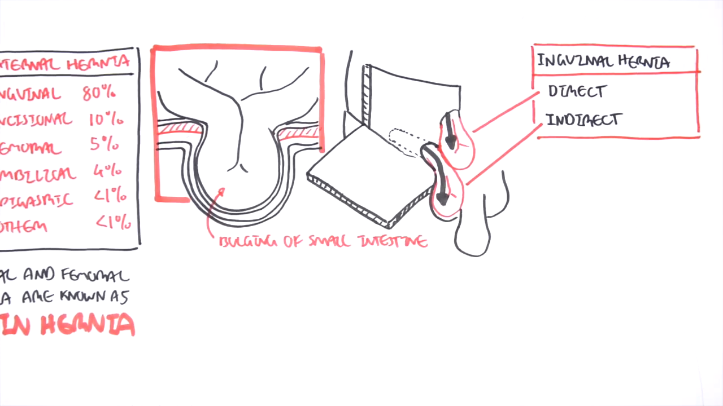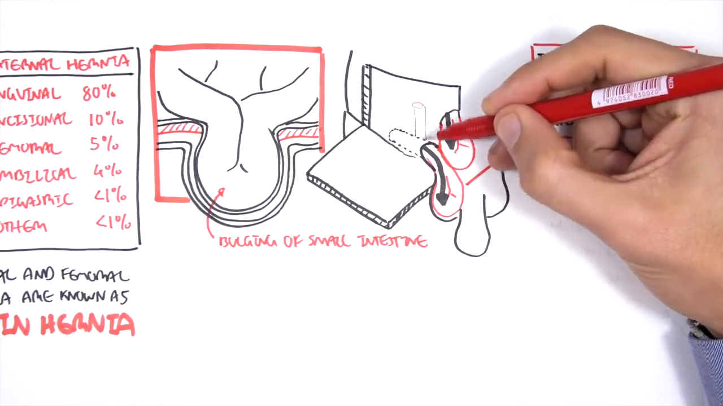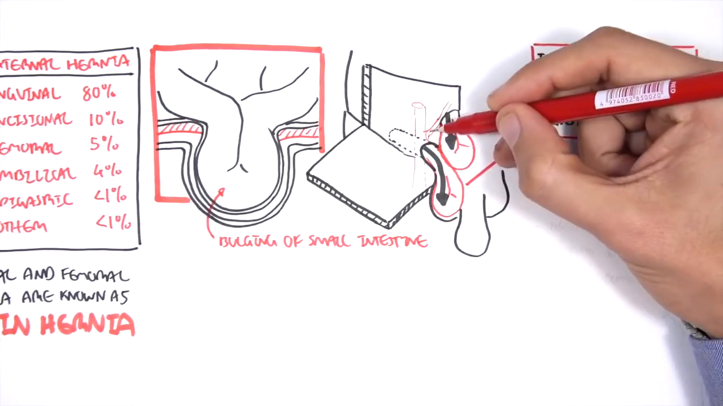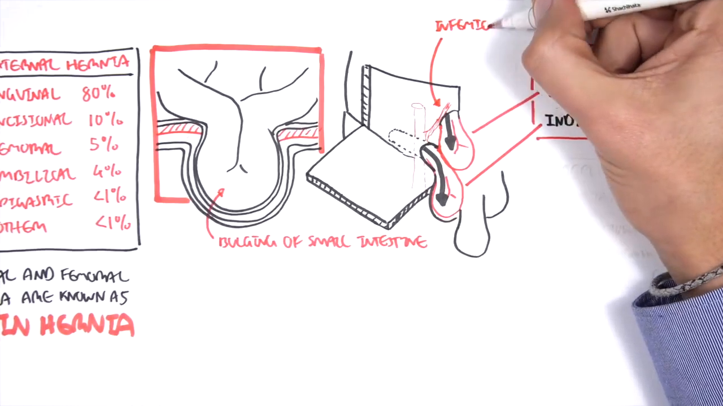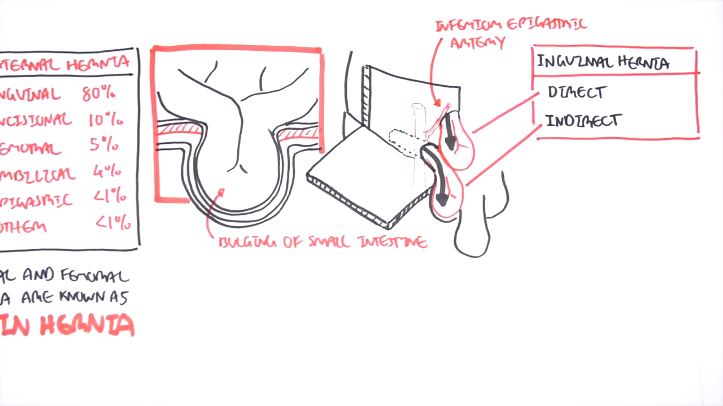So what differentiates these two types of inguinal hernias, the direct and indirect, is the important landmark that we talked about, which is the inferior epigastric artery. And here we have the inferior epigastric artery. Essentially, if the inguinal hernia occurs medially to the inferior epigastric artery, it's a direct hernia. But if it begins laterally, then it's an indirect hernia.